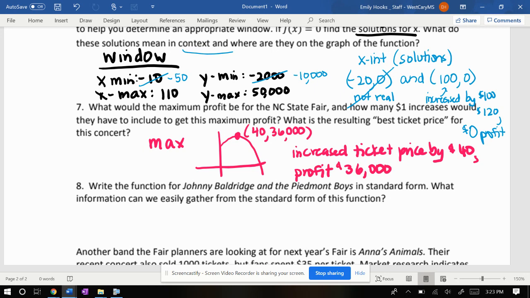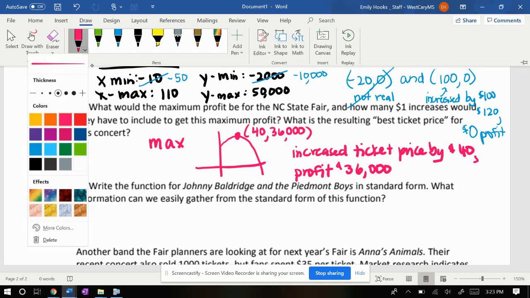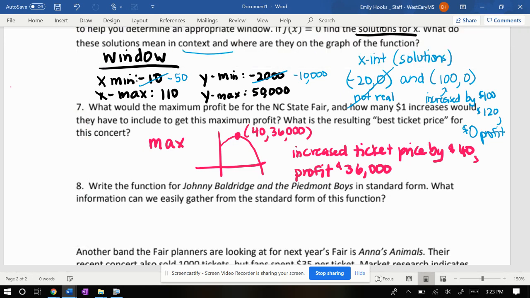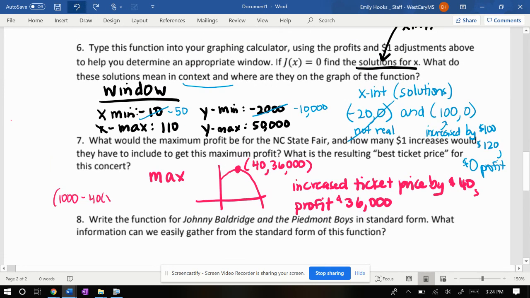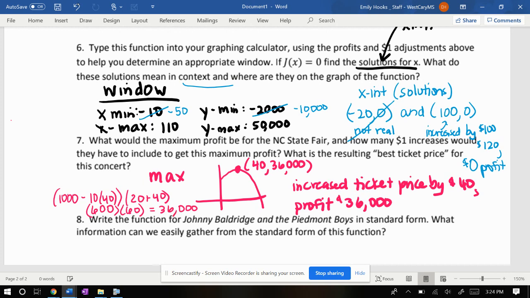So if we put that back into our equation that we did earlier, if we have 1,000, take away 40 times, or excuse me, it was 10 times 40. Let me undo that really quick. So 10 times 40. And then that is 20 plus 40. So our tickets are really $60. So we have 600 people going times $60 a ticket, and that's going to give us that $36,000, which is our maximum.